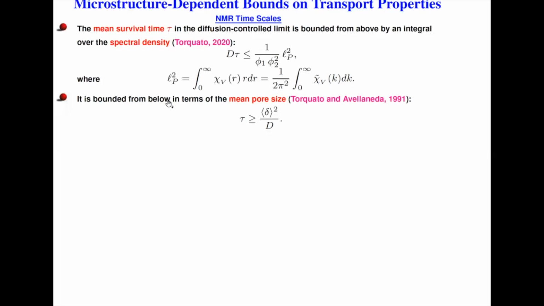It's actually bounded from below in terms of the mean pore size. So the mean survival time is greater than or equal to the square of the mean pore size.